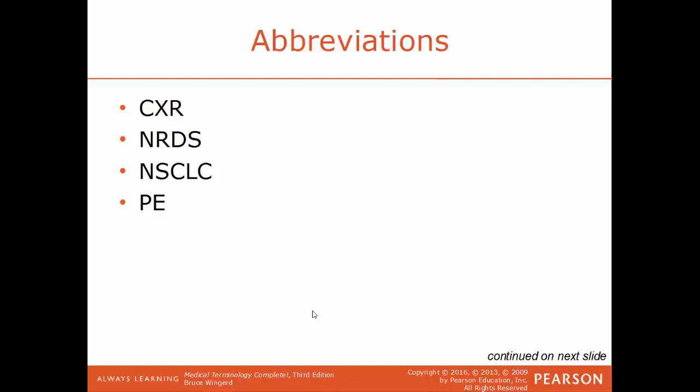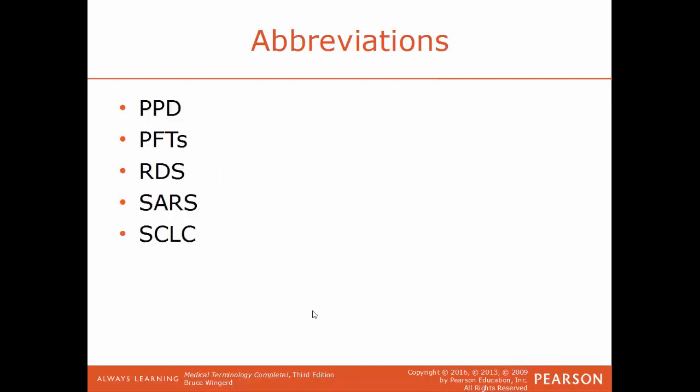The NSCLC, it stands for non-small cell lung carcinoma, a type of lung cancer. PE, pulmonary embolism. PPD, one of the skin tests used to diagnose tuberculosis, the purified protein derivative. PFT, pulmonary function test. RDS, respiratory distress syndrome. SARS, severe acute respiratory syndrome. SCLC, small cell lung cancer. SOB, shortness of breath. TB, tuberculosis. URI, upper respiratory infection. And the VQ scan as an abbreviation for the ventilation-perfusion scan.